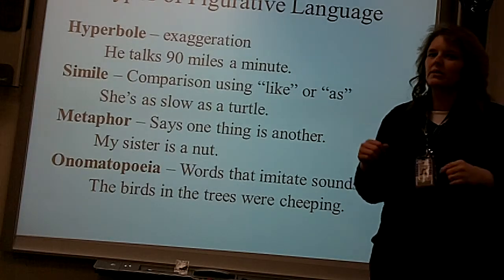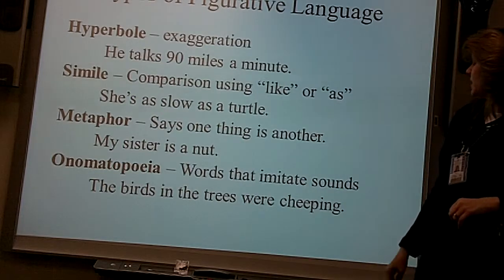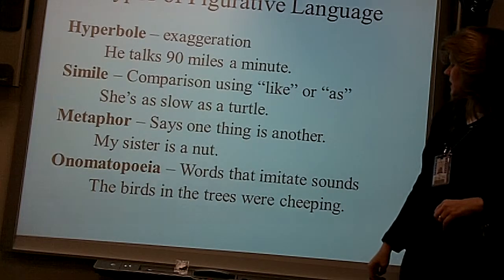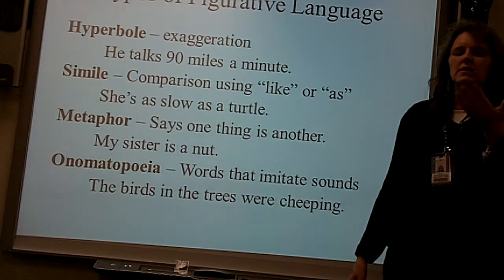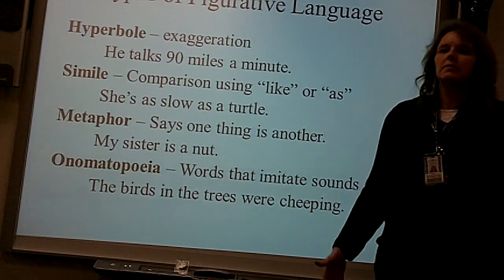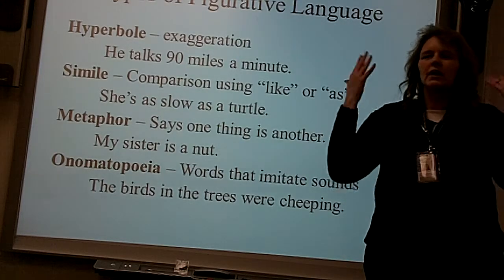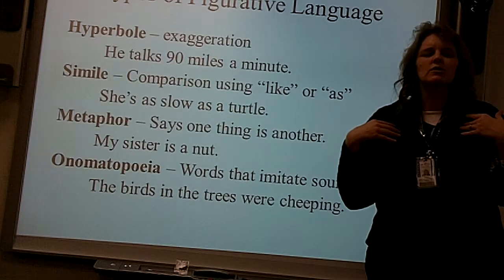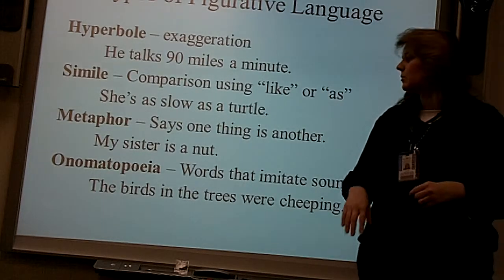My sister's a little loopy. Not really, just kidding. Anyway, onomatopoeia works to imitate sounds. The birds in the tree were cheeping. Cheep, cheep, cheep. That's the sound they make. If you actually go out and listen to the birds, you'll hear cheep, cheep, cheep. So we use those sounds to give more of an auditory sense of what's going on, so we can picture it a little bit better. So that's what we're going to do with our writing.